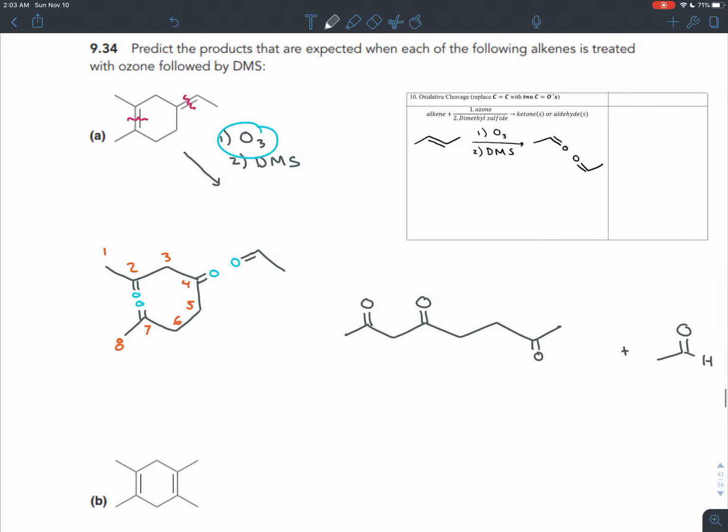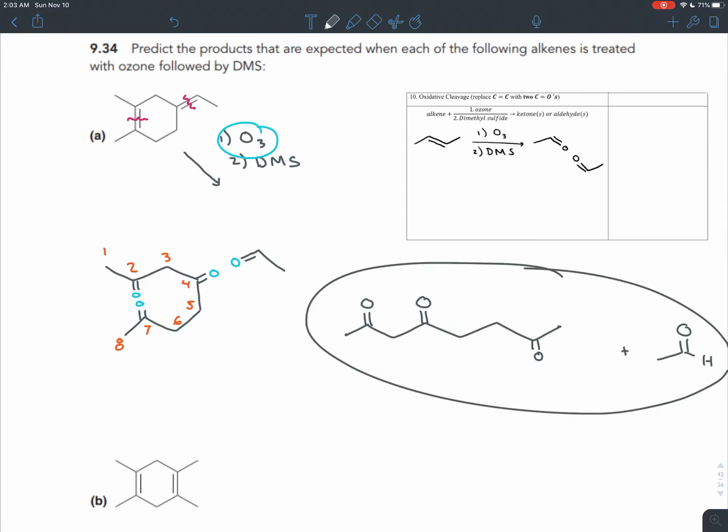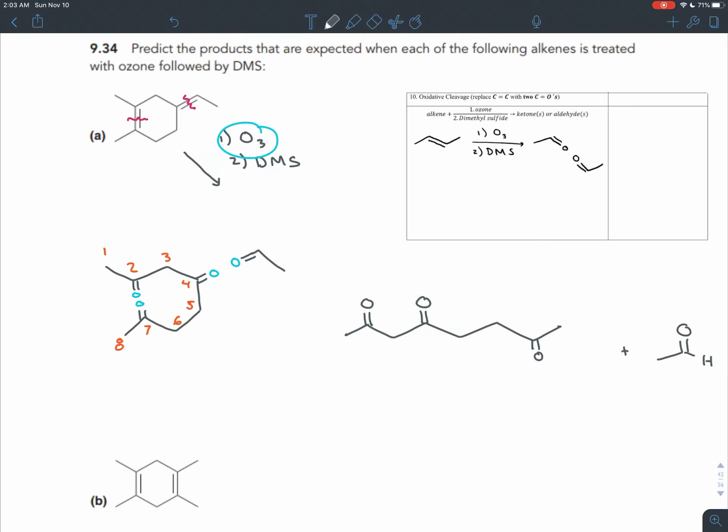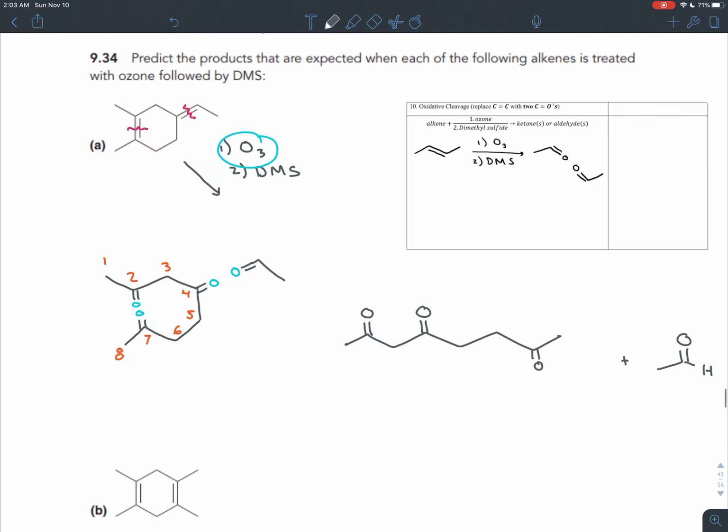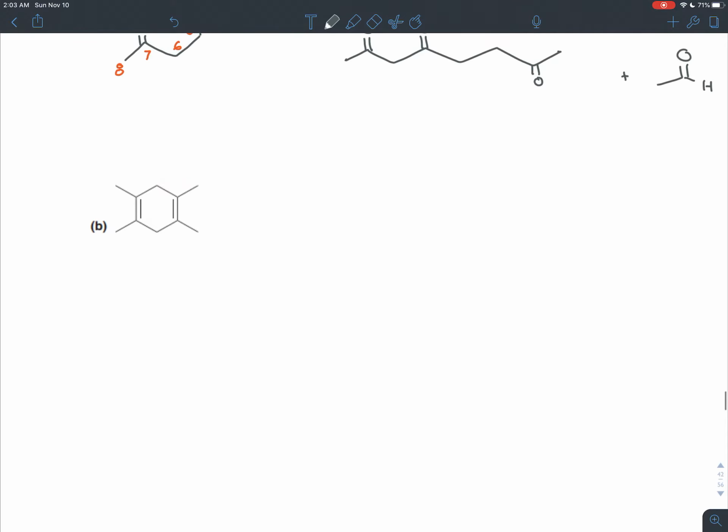Notice one other thing that's really special about this reaction. In this reaction, you can break rings apart. You have a ring in the starting material. You don't have any rings in the products. So you're able to break rings apart with ozonolysis. It's a special feature. Okay, same thing.